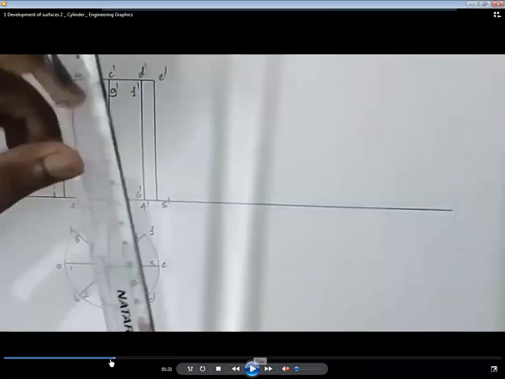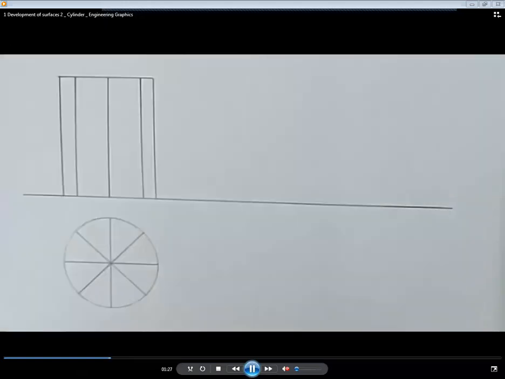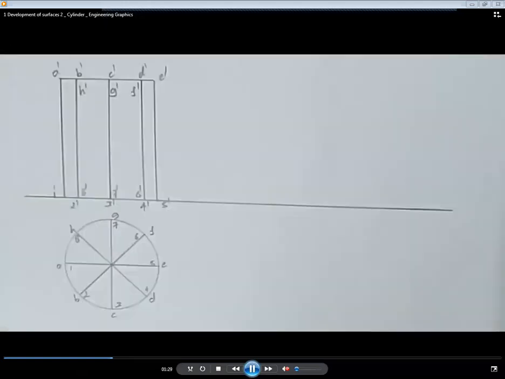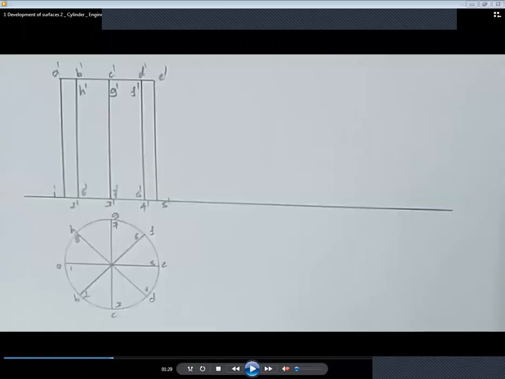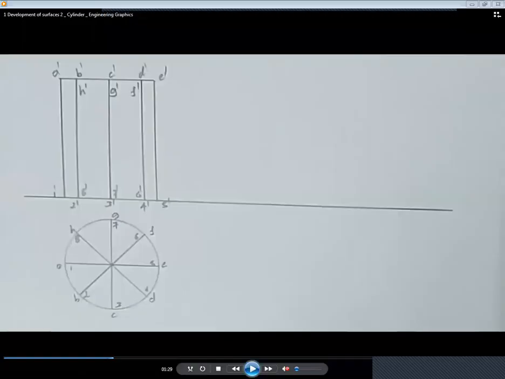We know that in top view we are giving the names A, B, C, D, or 1, 2, 3, 4, and in front view we are giving the names capital A dash, B dash, C dash, and if numbers are there then 1 dash, 2 dash, likewise. So it is front view and top view of a cylinder.